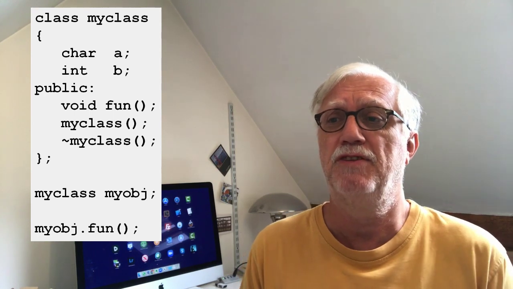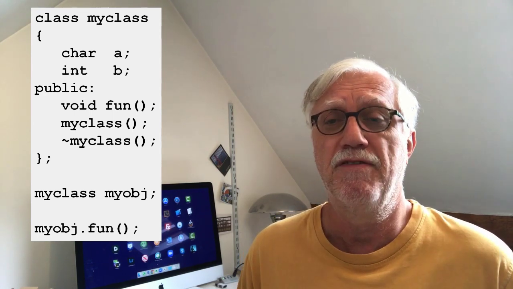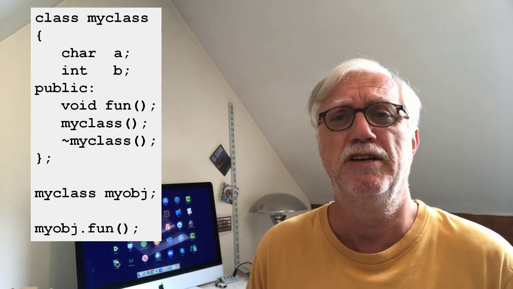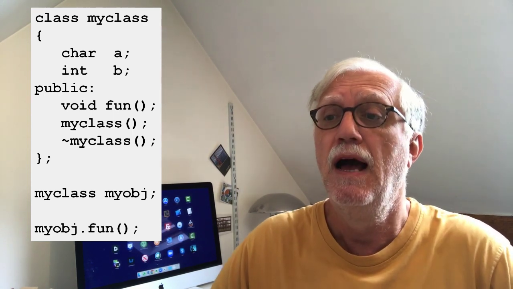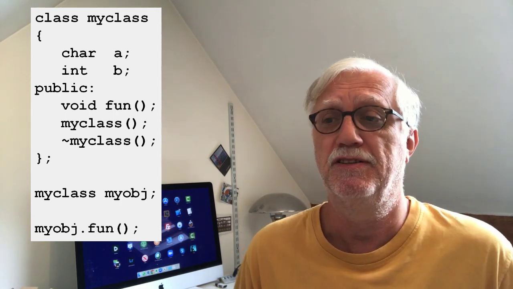So here in this class we have this function fun, and if you look at the bottom you can see I've created an instance of this class, myObj. We don't need to put the word class at the beginning there. myClass becomes effectively a new data type, and we can access that function fun using the dot operator in a similar way to that we access structure elements.